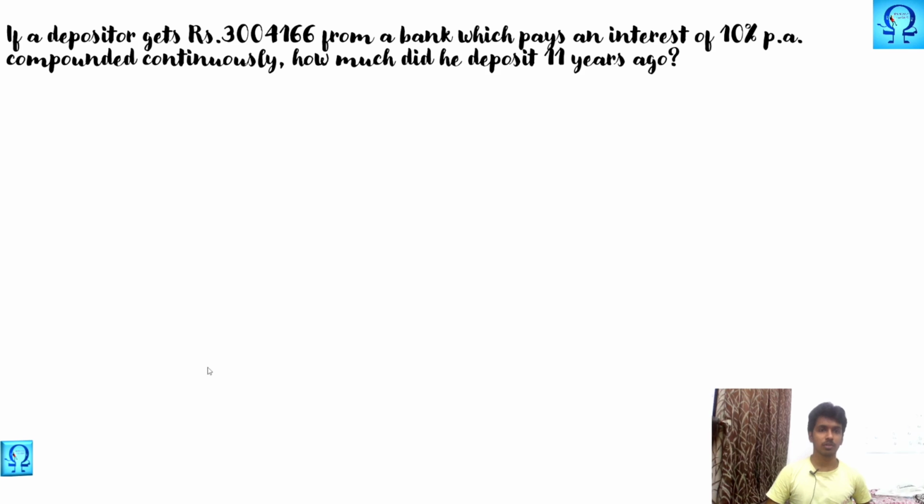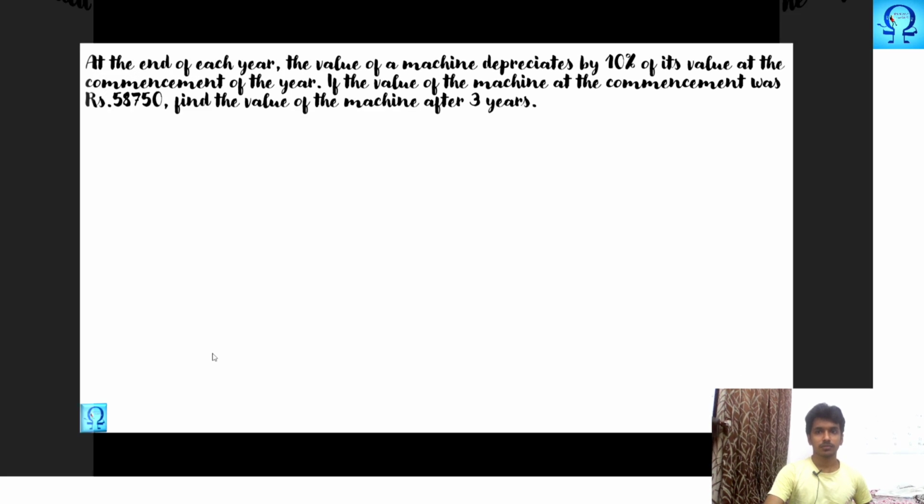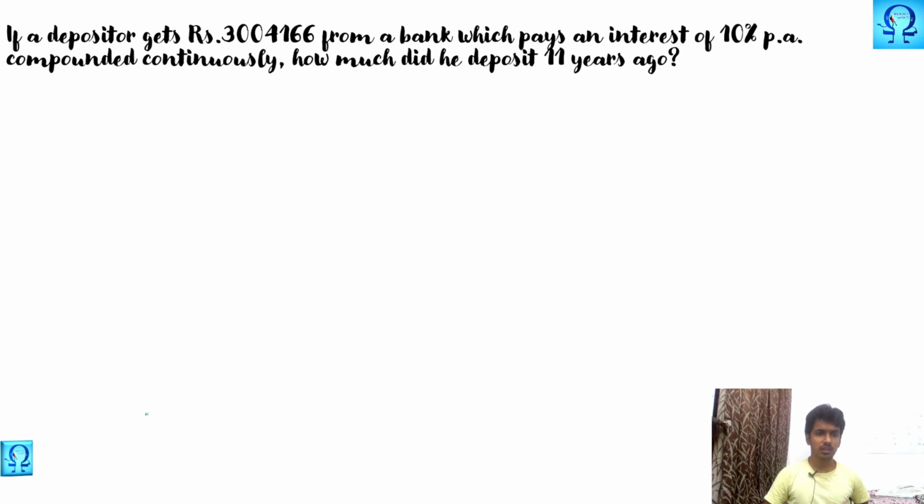Let us move to the next problem. In this problem, it is given that a depositor gets this amount from a bank, so this is the total amount. He is getting this amount from a bank which pays an interest of 10 percent per annum compounded continuously. How much did he deposit 11 years ago? So N is going to be 11 and R is going to be 10 percent, with which we'll proceed and see what is happening.